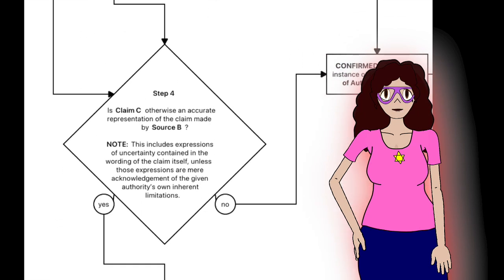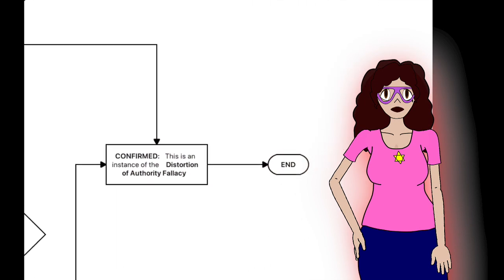On the other hand, if the answer is no, we go on to step 4, where we ask, is Claim C otherwise an accurate representation of the claim made by Source B? This includes expressions of uncertainty in the wording of the claim itself, unless those expressions are mere acknowledgement of the given authority's own inherent limitations. If the answer is no, that is, if it is not otherwise an accurate representation of the claim, then once again it is confirmed that this is an instance of the distortion of authority fallacy.